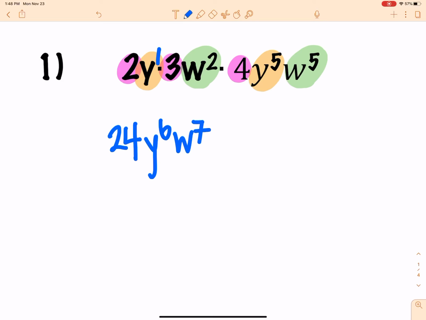So you see how a very sloppy mistake would be to do like 2 times 5, which would be 10. So very careless, small errors could happen, but it's going to really affect the rest of the problem.